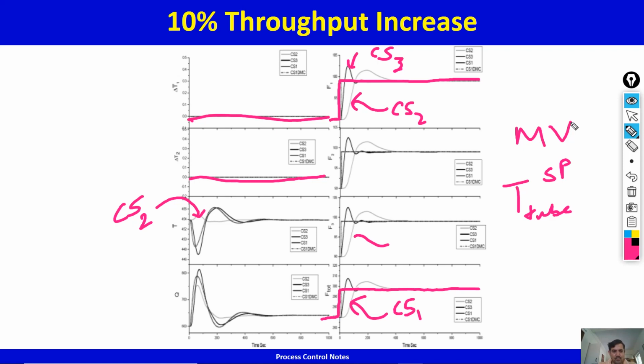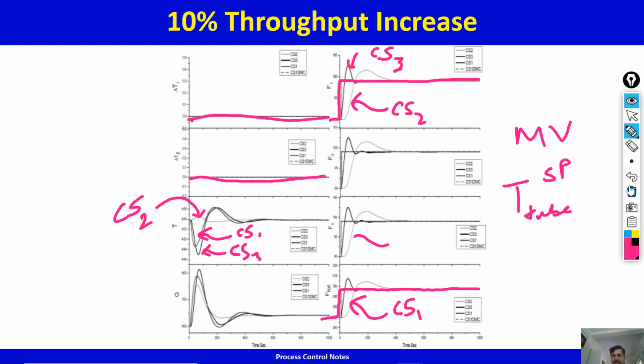So CS2 controls outlet temperature using T-tube set point, so you can see the outlet temperature control is the tightest in CS2. This is CS3. That's much looser. And these other ones, CS1 and CS1-DMC, are here. That is also loose, and it is loose because temperature is being controlled by adjusting the firing rate, and firing rate dynamics is slower. That's why the temperature control is loose.